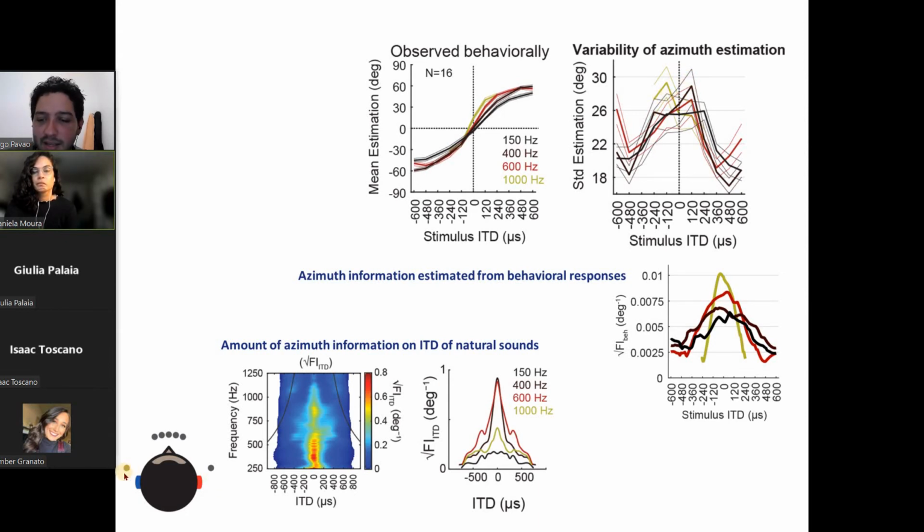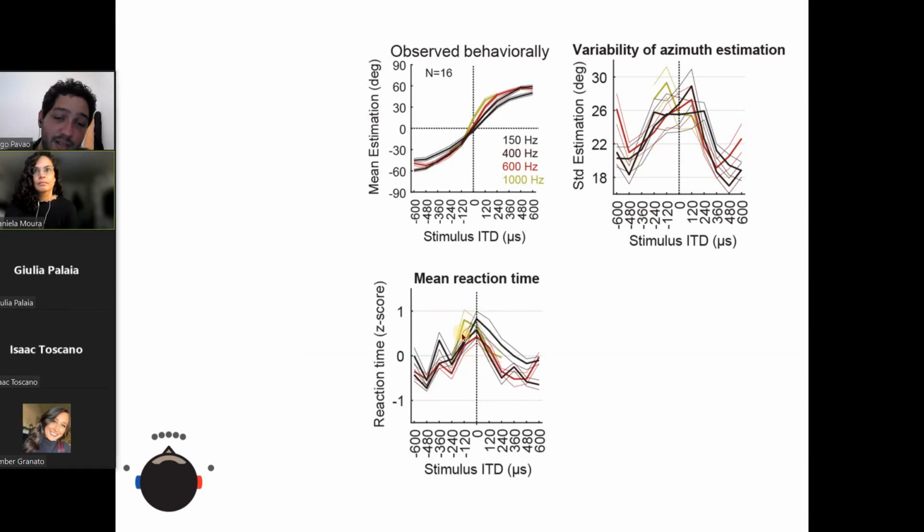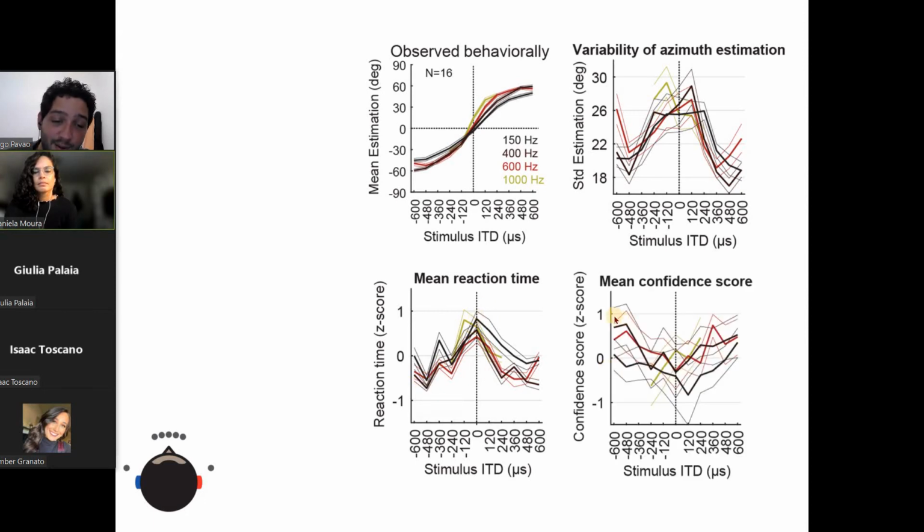And in the periphery, in the opposite, if I don't see, there is no problem. I can do it with very low variability, right? And this also matches with direction time. Direction time is high in the front and low in the periphery, and the confidence is high in the periphery. It's really like that. It's like a psychological effect.